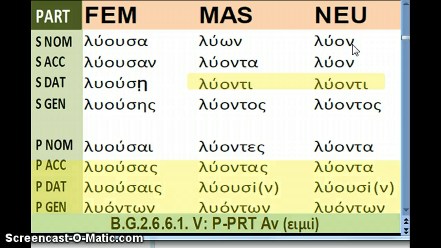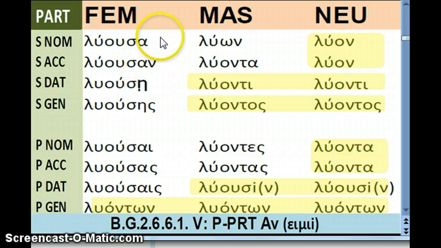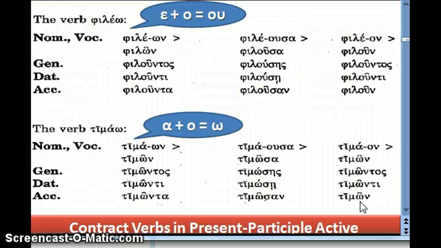The present participle of "to be" is very nice because that ending, as you can see right here, is suffixed, or put at the end, of the present stem. So whatever the present stem is, in this case our simple verb luo, you have this nice ending: lusa, lusan, and so on. Notice the present participle in the plural genitive is very easy. So you have those endings.